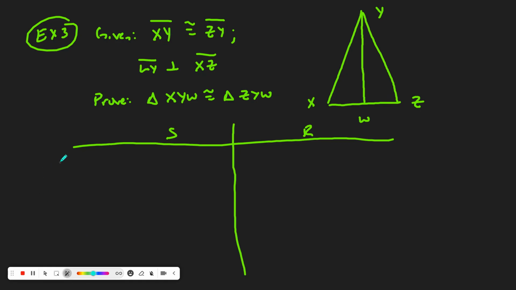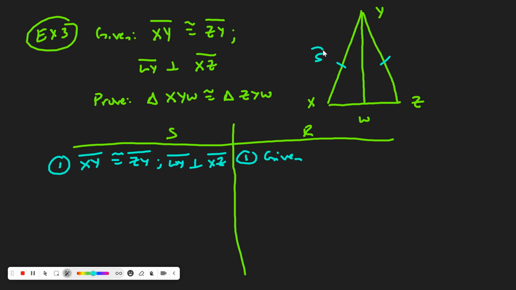Okay, let's jump right into the proof by writing down all of our givens. So we are given that segment XY is congruent to segment ZY. We are given that segment WY is perpendicular to segment XZ. That is all given to us. Okay, so the congruence, XY, ZY. So there's a pair of congruent sides, so I'll put an S there.